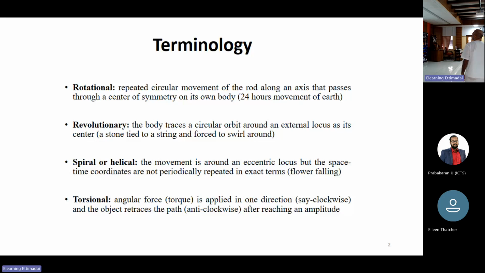Then revolution. The body traces a circular orbit around an external locus as its center, like a stone tied to a string swirling around. Spiral or helical, the movement is around an eccentric locus, but the space-time coordinates are not periodically repeated in exact terms. For example, a flower or something falling down like that, right? Torsion, right? It goes, comes back, some spring-assisted or some movements like that.